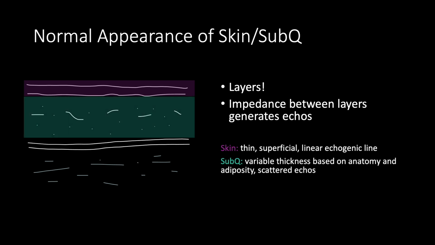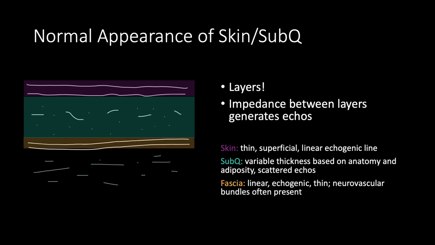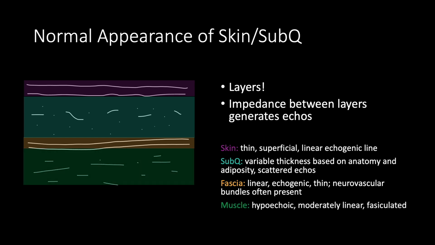Deep to the skin is the subcutaneous layer, which often has a variable amount of adipose tissue and small perforating vessels and sensory nerves. Typically, there will be a layer of connective tissue, or a fascial plane, that separates the subcutaneous tissue from the musculature and deeper structures. Fascia is typically pretty linear, brightly echogenic, and is often the target point for nerve blocks or identifying vessels for venipuncture or vascular access. And then finally, the muscle tissue will generally appear hypoechoic with linearity or fasciculated myofibers that help determine the direction of the muscle's contractility.